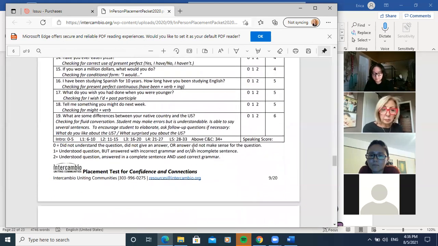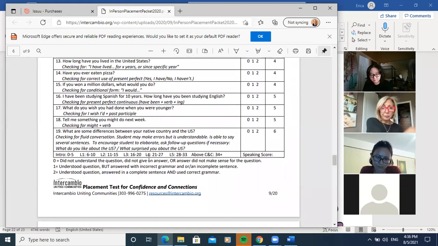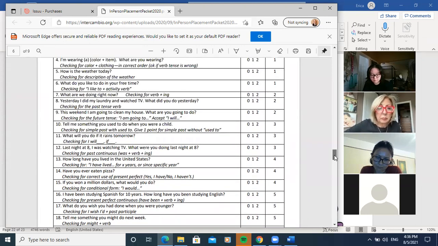Okay, and then you add up their points. So if they got like a 17, you could try starting with level three and the combo books. And then if you start with a level of a book and it's too easy or too hard, you're welcome to move up or down. So this is just a starting point for you.